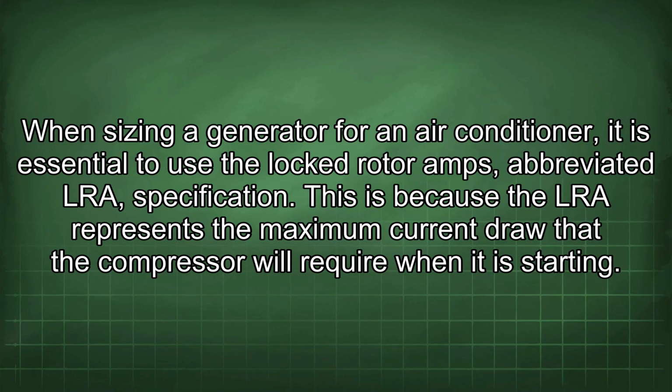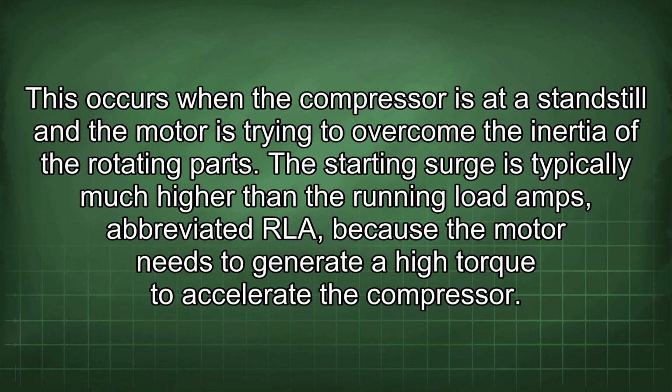When sizing a generator for an air conditioner, it is essential to use the locked rotor amps, abbreviated LRA, specification. This is because the LRA represents the maximum current draw that the compressor will require when it is starting. This occurs when the compressor is at a standstill and the motor is trying to overcome the inertia of the rotating parts. The starting surge is typically much higher than the running load amps, abbreviated RLA, because the motor needs to generate a high torque to accelerate the compressor.